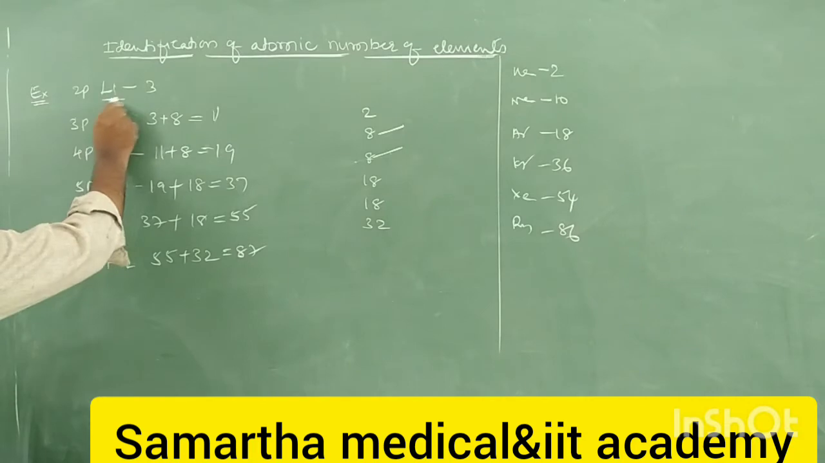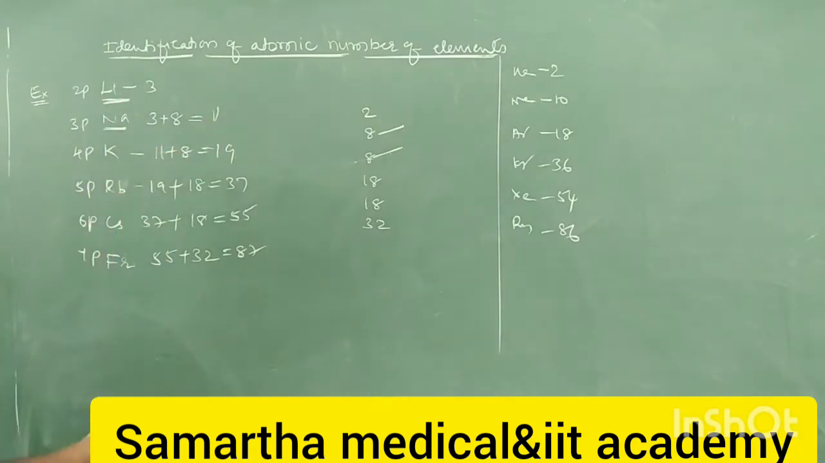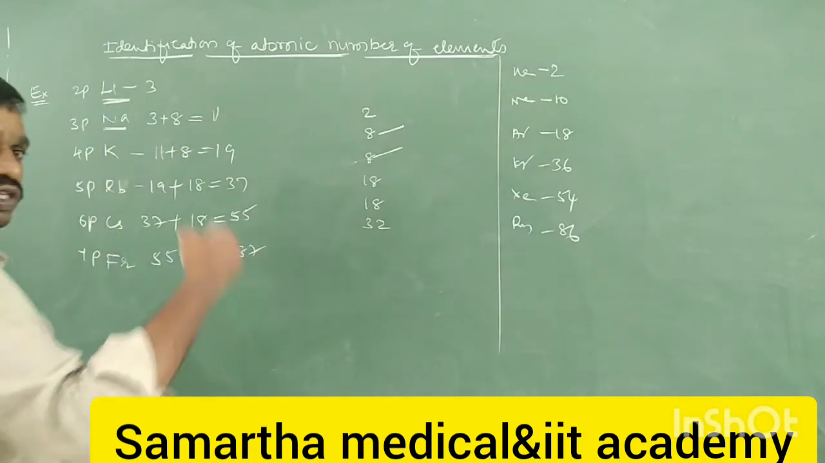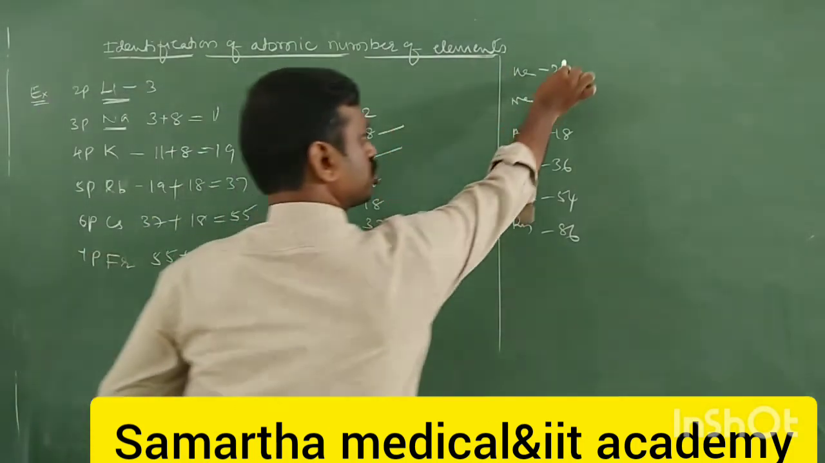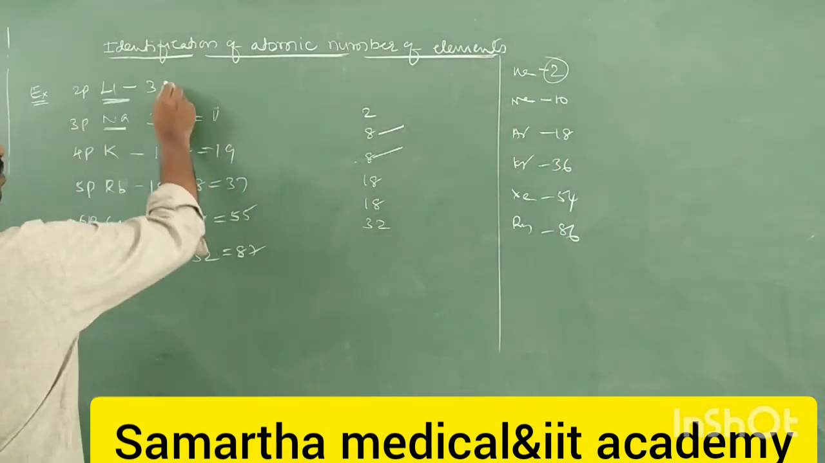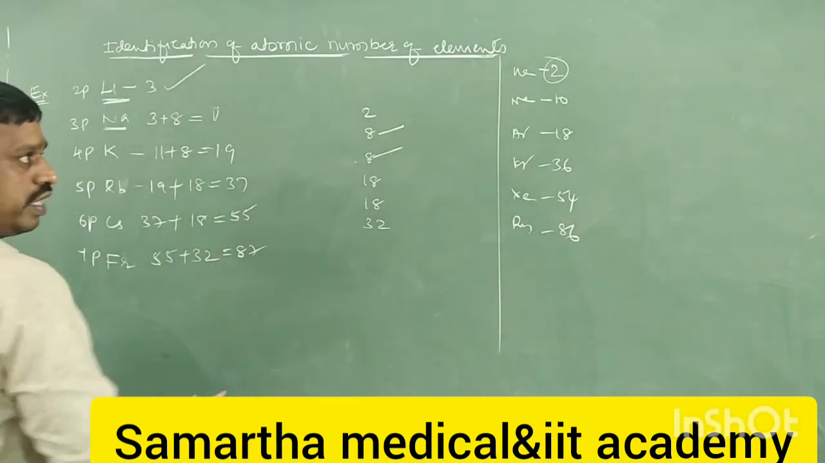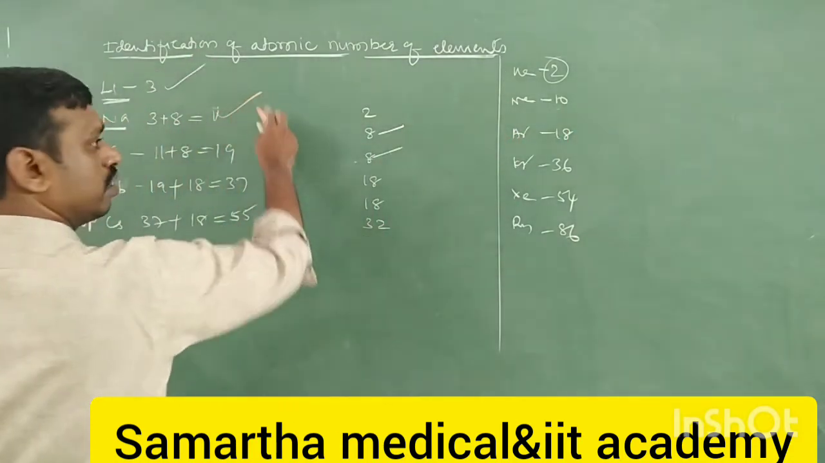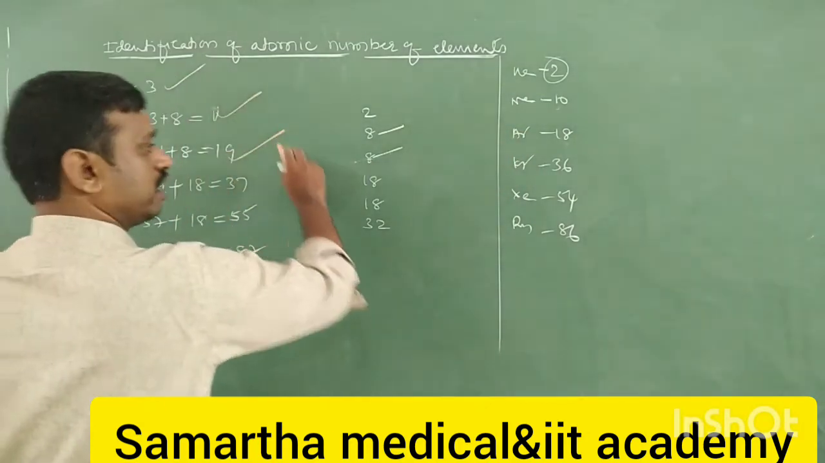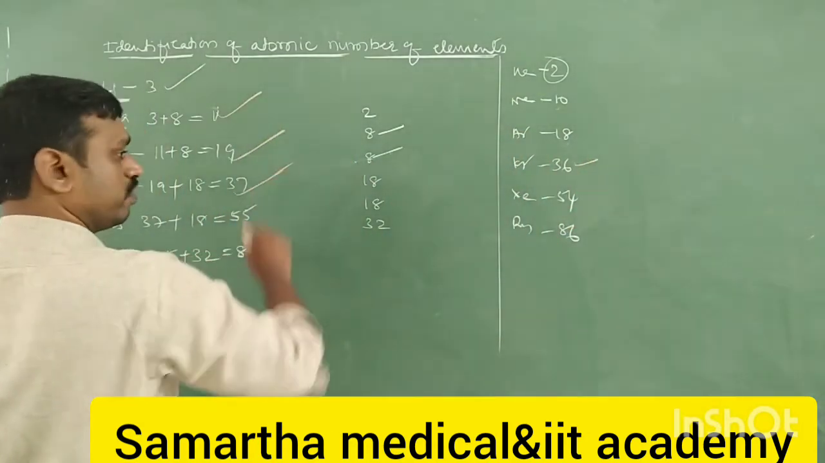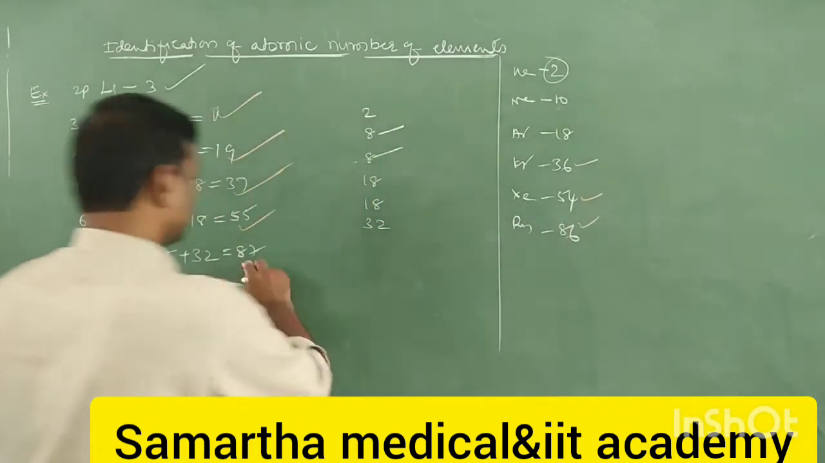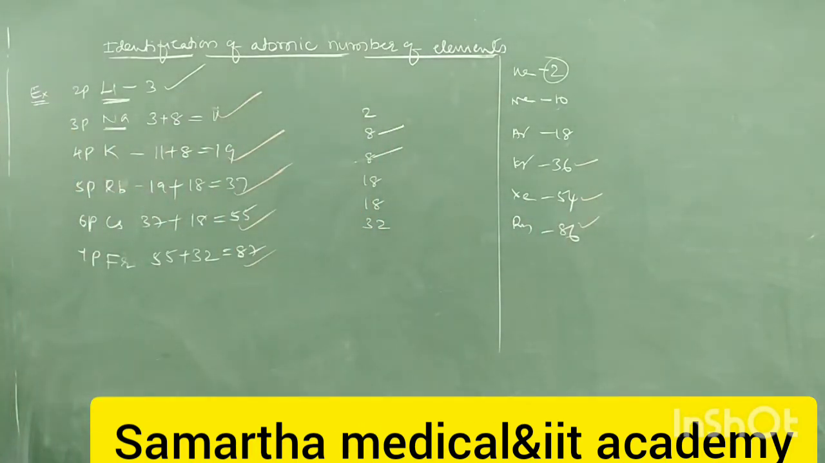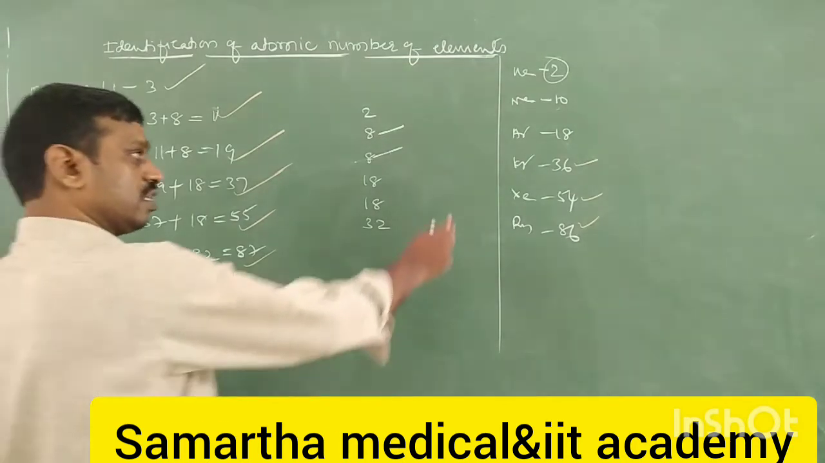So here lithium is an element which comes right after helium, right? Hydrogen, helium, after helium, lithium. Since helium is 2, lithium must be 3. Next 10, 11, 18, 19, 36, 37, 54, 55, 86, 87. So whichever feels easy you can remember. But remembering noble gas atomic numbers is a must.